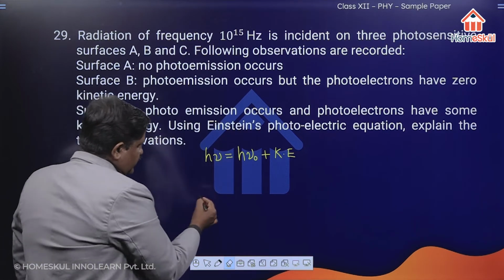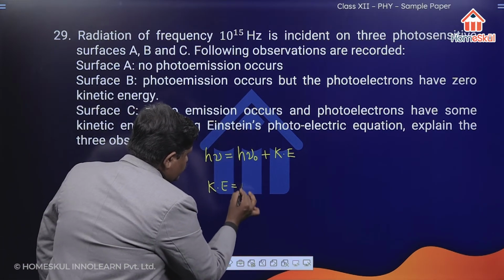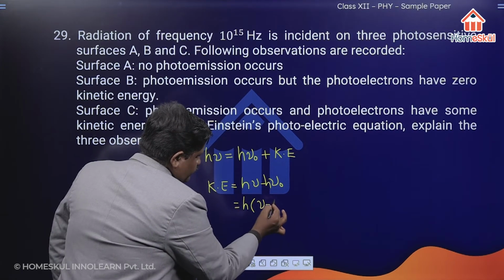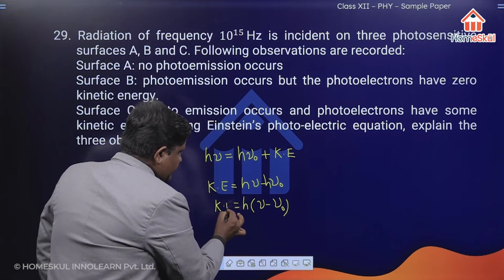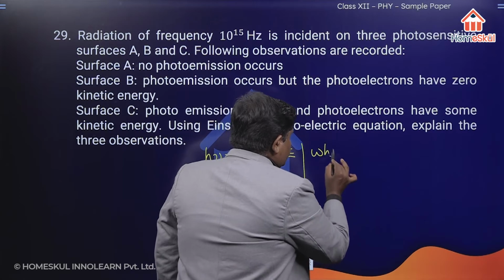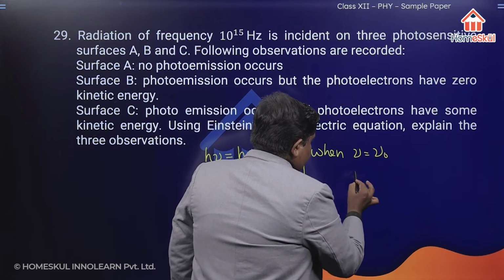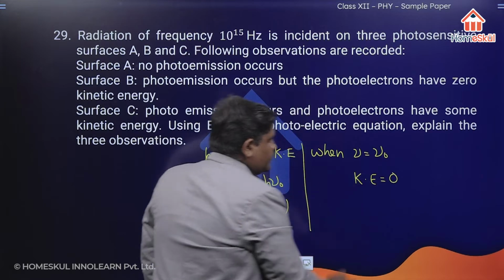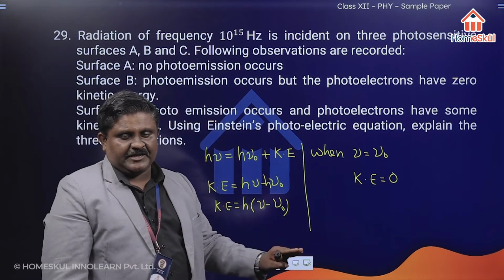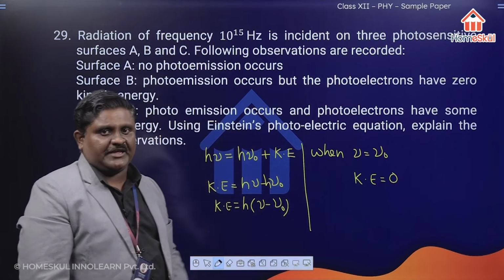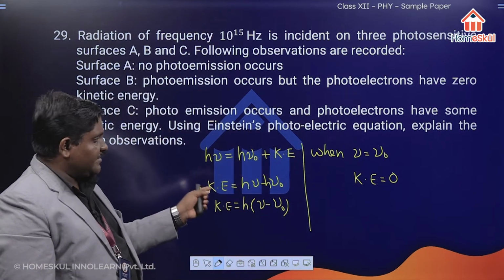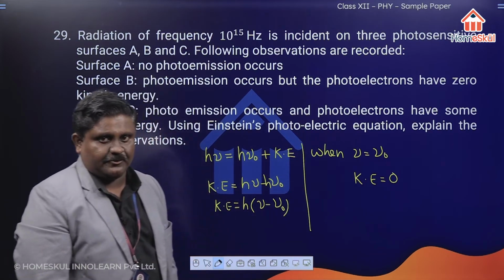From this equation, we write the kinetic energy equal to h nu minus h nu 0, which is h into (nu minus nu 0). When will the kinetic energy be 0 in this case? When nu equals nu 0, the kinetic energy becomes 0. That means the frequency and the threshold frequency have the same value, and at that time the kinetic energy becomes 0.